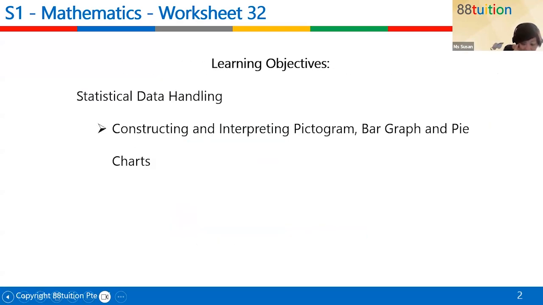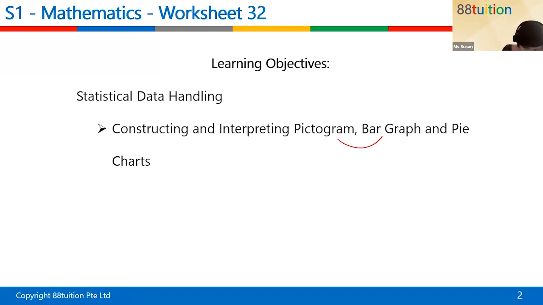Okay. Then today we are learning how to interpret graphs like pictogram, bar graph, and pie chart. Now, pie chart and bar graph, you all learned in primary school before. Pictogram is very similar to bar graph, except that they don't have space in between the bars. They are all congested and clustered.